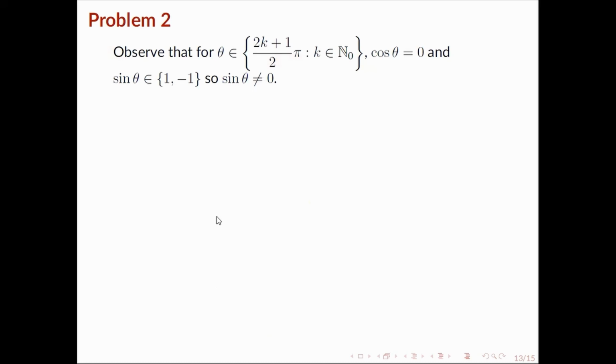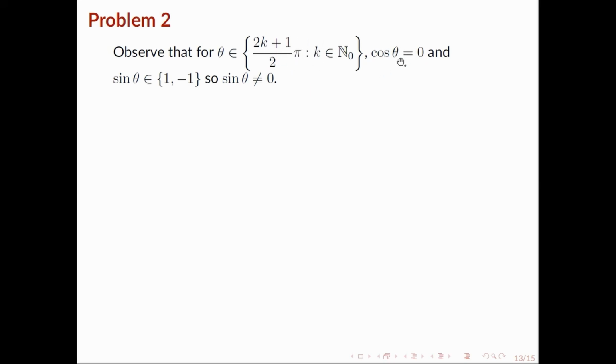Then, from this, observe that for theta is an element of this, cosine theta is actually equal to 0, and sine theta is an element of either 1 or negative 1. So, bakit? Notice that (2k plus 1) over 2 multiplied by pi: the numerator here is an odd number while the denominator is exactly 2.